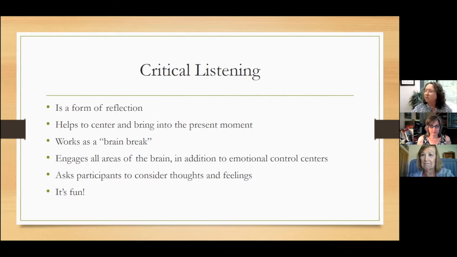And for that reason, it is very difficult to think about anything else when you are actually focused and critically listening to music. For that reason, you can't worry and you can't be casting back and thinking of things in the past. It prevents that because of what is happening in the brain. Another really good reason that this works is because it asks participants to consider thoughts and feelings at the same time. And then finally, because it's fun. If you've ever been to a seminar or a clinic or been in a class yourself and the professor used music for a moment, even just a moment, everybody's mood becomes elevated.